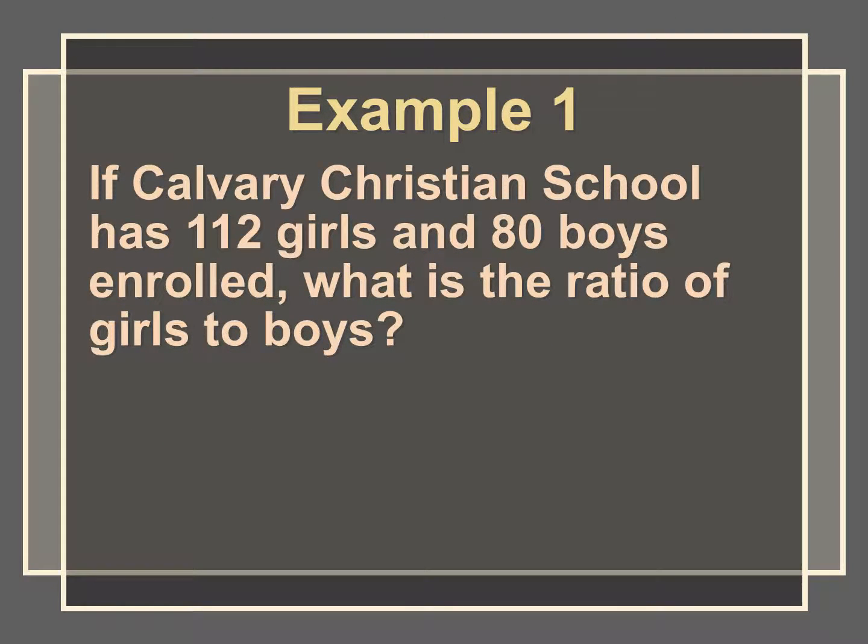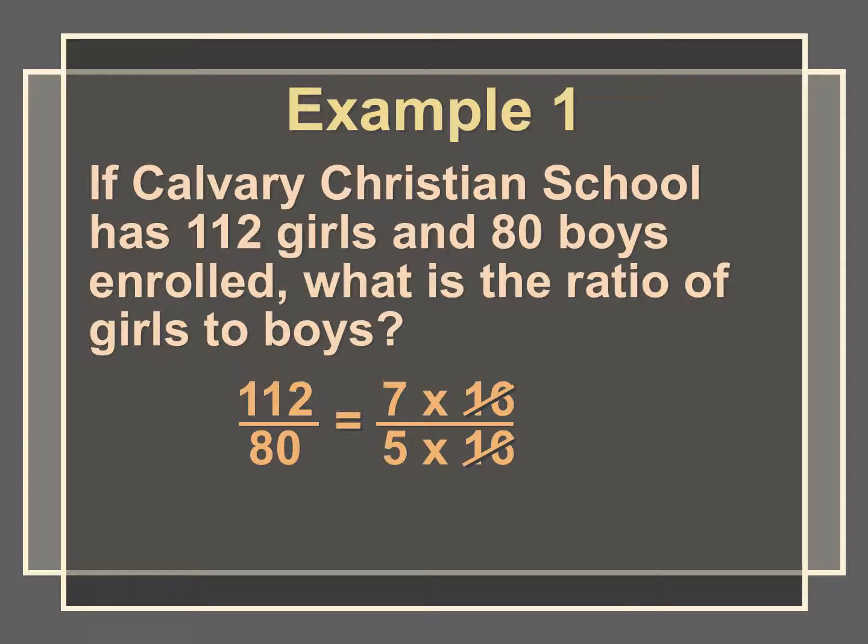Another example: if that school has 112 girls and 80 boys, what is the ratio of girls to boys? So our first number is the girls, which is 112, and we're comparing it to the boys, which is 80. So 112 goes on top and 80 goes on bottom. Then we'll reduce that, and we get our ratio of 7 girls to 5 boys, or 7 over 5.